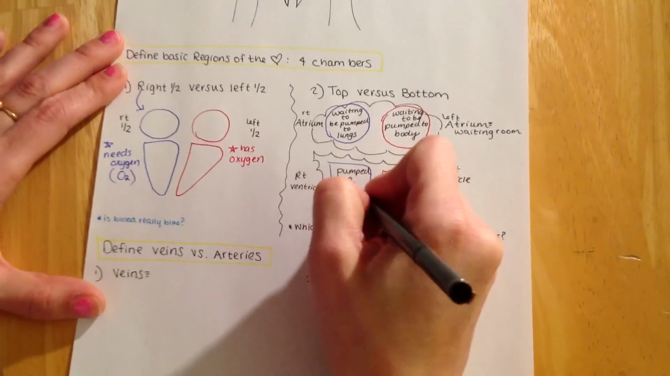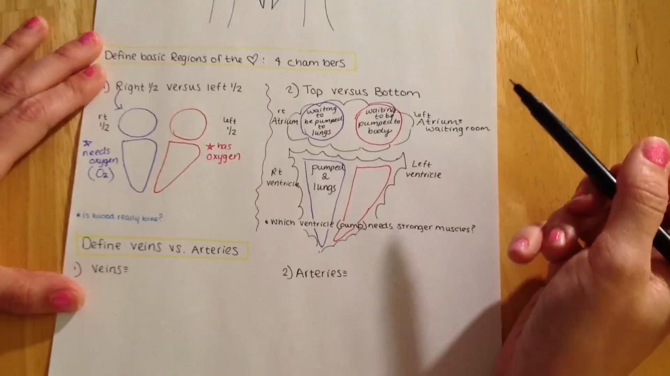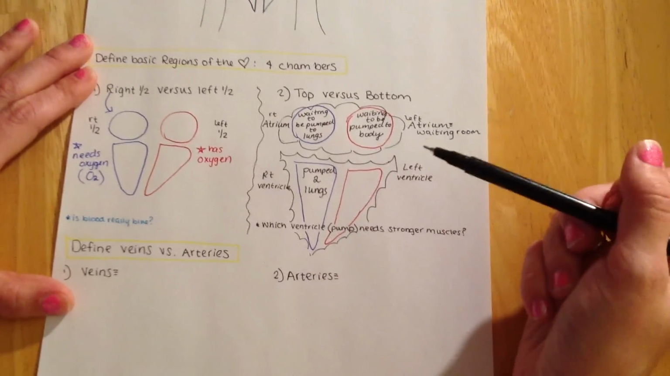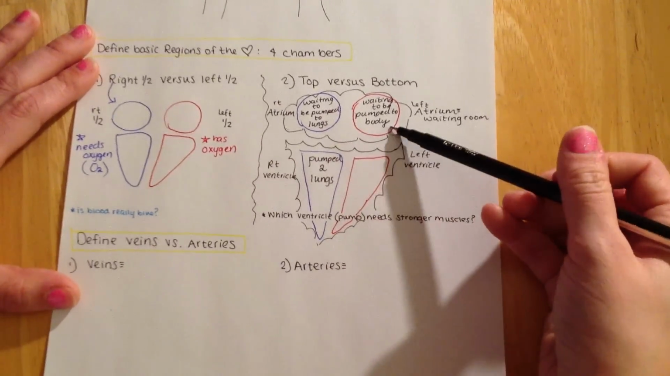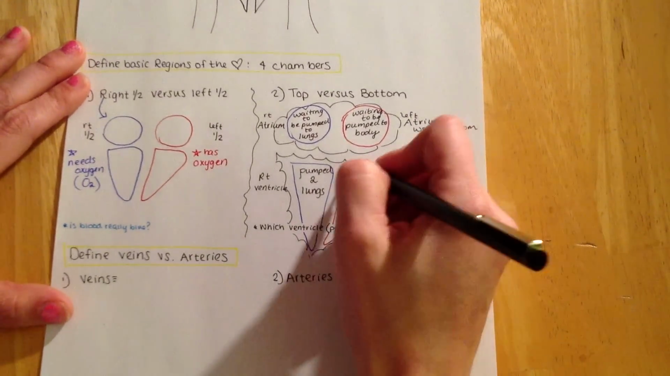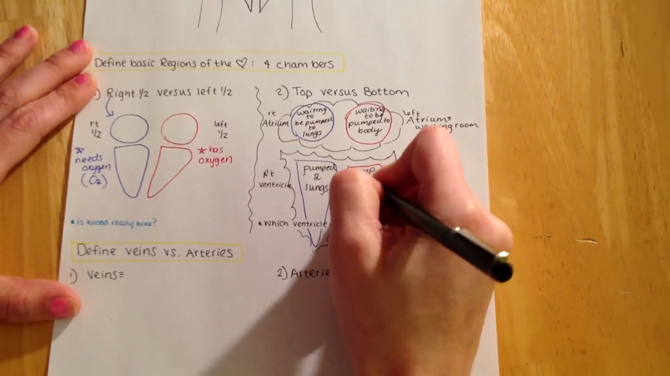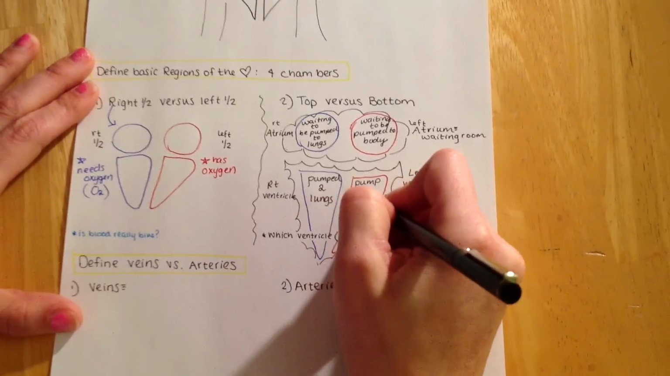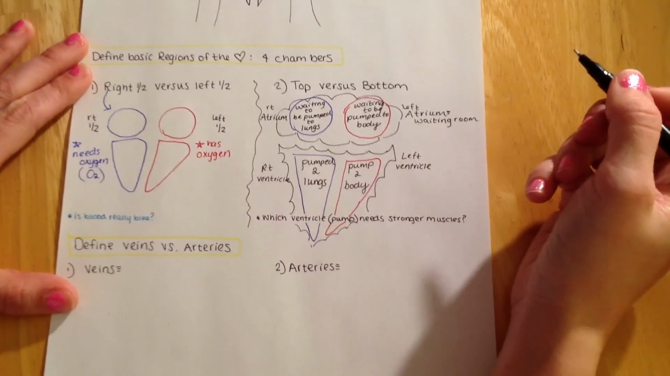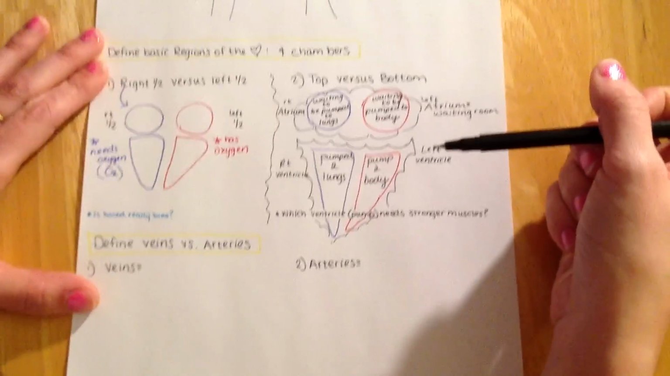Pumped to lungs. And if you can connect the dots, you might be thinking that this ventricle is really going to be pumping the blood that was just hanging out in this atria, and it's going to be pumping it to the body. So this is the pump to body. Okay, so pumping to lungs versus pumping to body.